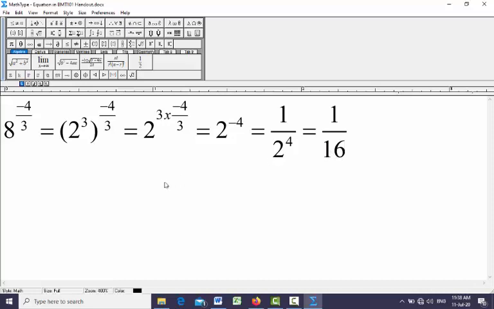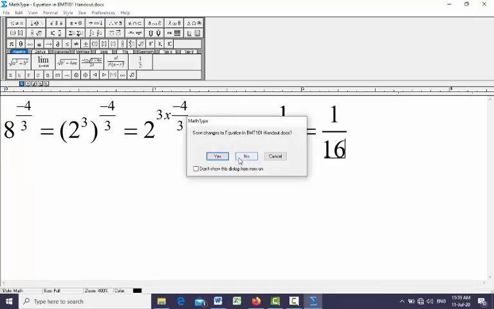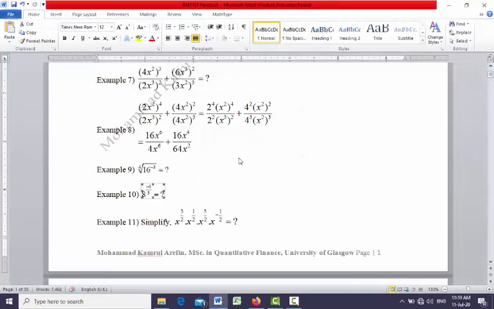So let's see if I have done correctly or not. Yes, 8 is cube, right, it's correct. 3 cancel out. Minus 4, power minus 4 is yes, 1 by 16. Correct. So that's the solution of example number 10. Now let's solve example number 11.